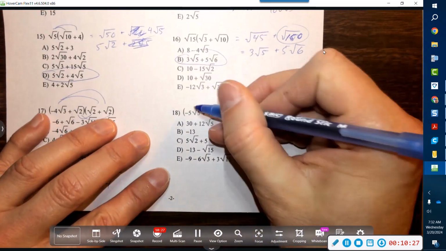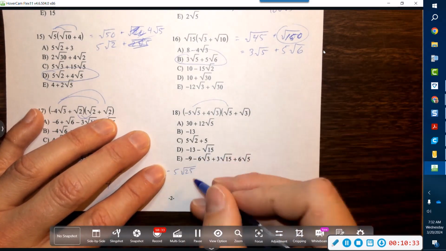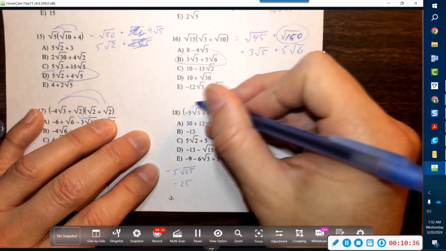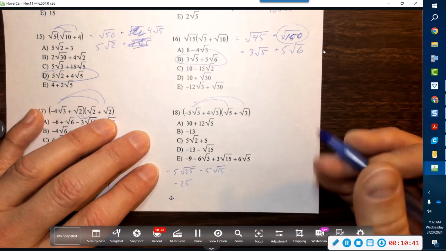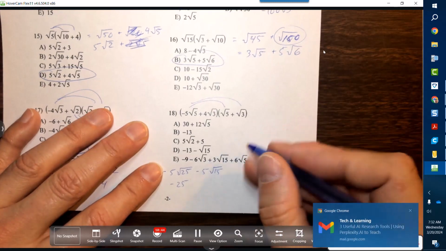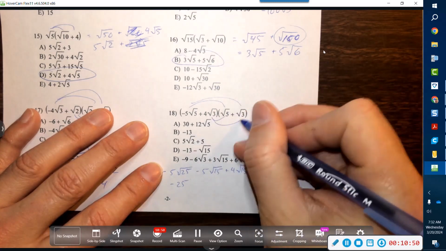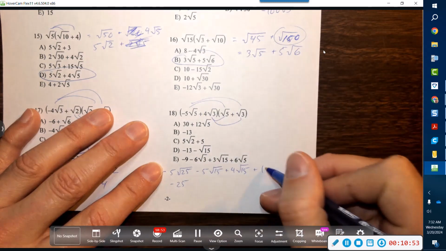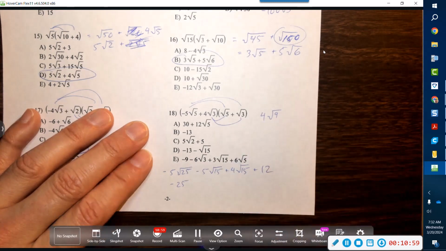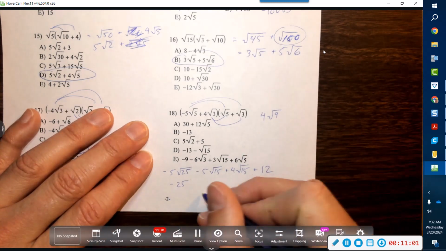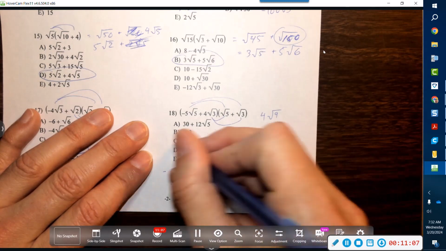Alright, and finally for this one, that's going to be negative 5 radical 25, which is just 5, so that's negative 25. This one right here is going to be negative 5 radical 15. Then the next one is going to be 4 radical 15. And that one will be 4 times 3, because 4 radical 9 is just 3, so 3 times 4 is 12. Okay, so negative 25 plus 12 is negative 13. Add those two, that's going to be a negative radical 15. So that is D.